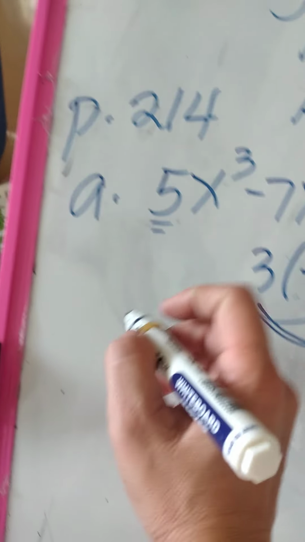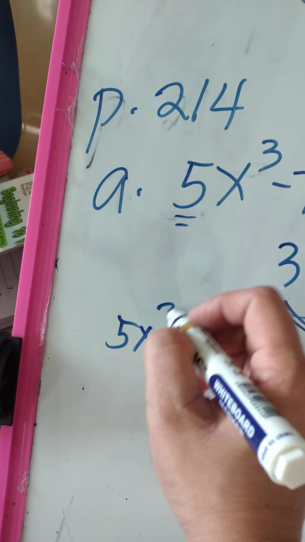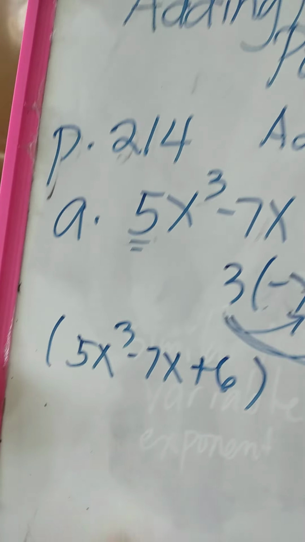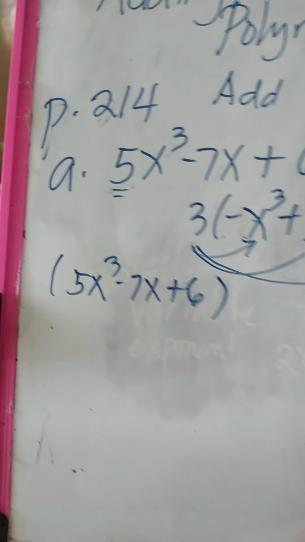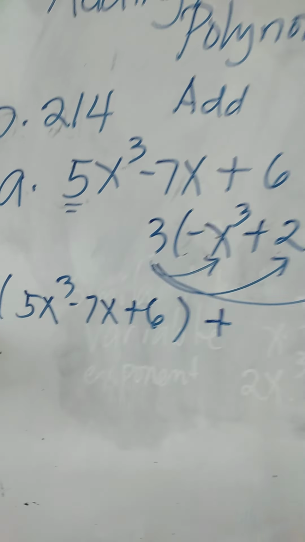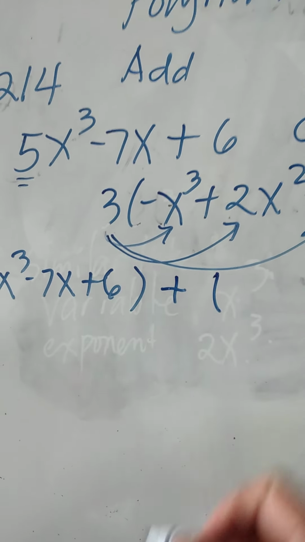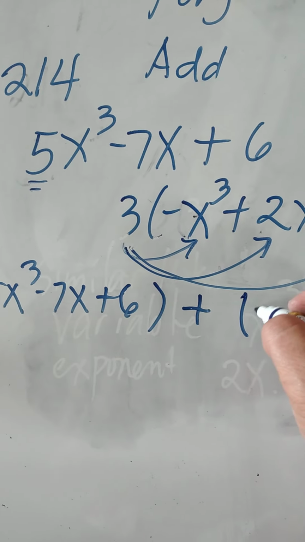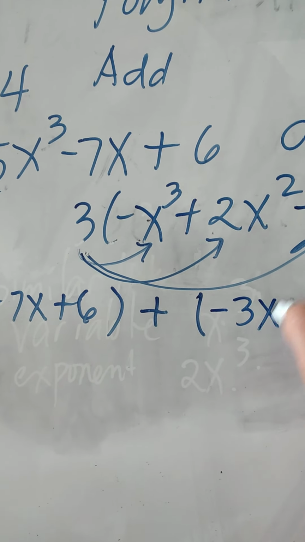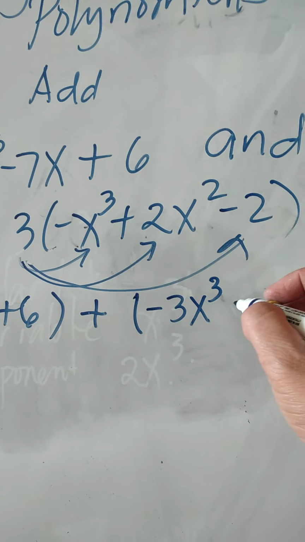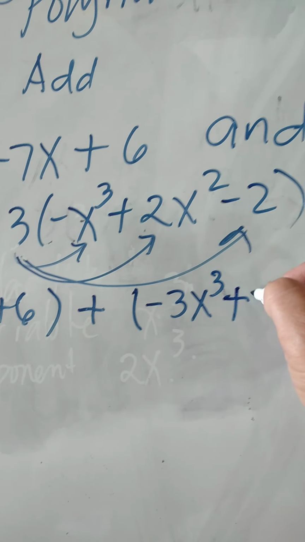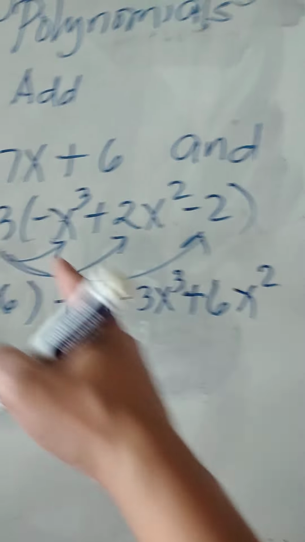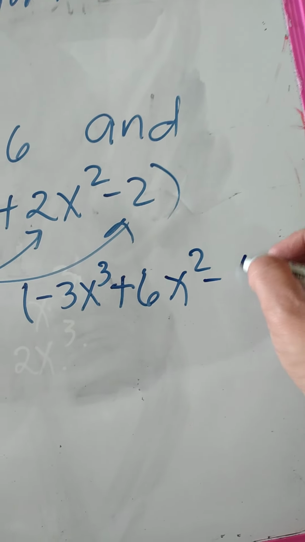So just copy this. That's 5x cubed minus 7x plus 6. I want to enclose this in parentheses. And I will write plus, another parenthesis. Okay, I will distribute. I will multiply. 3 times negative x cubed will give me negative 3x cubed. 3 times 2 will give me, it's positive, so plus 6. And then there's no variable here, so just copy x squared. 3 times negative 2 will give you negative 6.